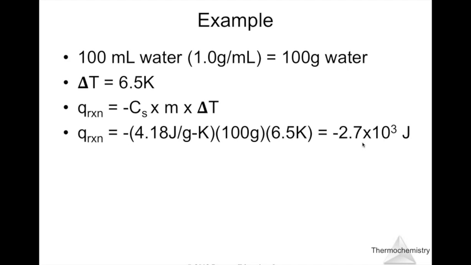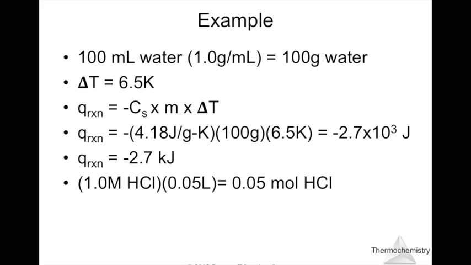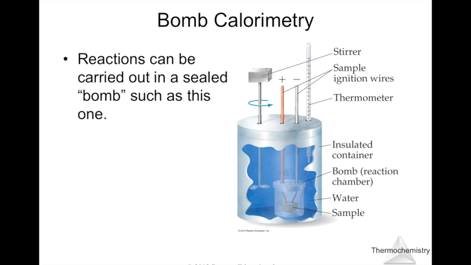But we were asked to find kilojoules per mole of HCl. So we have negative 2.7 kilojoules, and we had 1 molar HCl times 0.05 liters, so we have 0.05 moles of HCl. So then negative 2.7 kilojoules per 0.05 moles is negative 54 kilojoules per mole. So similar to this, a little bit different.